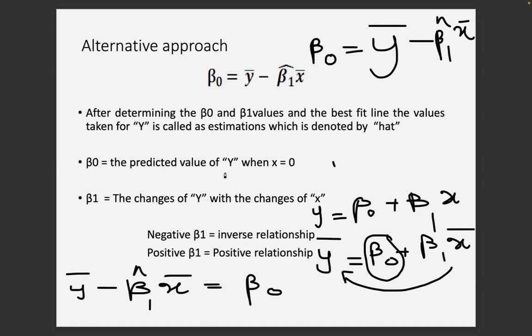Beta 1 is the change of y with the change of x. Beta 1 means the changes in y when x changes. That is what we call beta 1 and beta naught. So a negative beta 1 will give an inverse relationship, and a positive beta 1 will give a positive relationship. That's what we have.